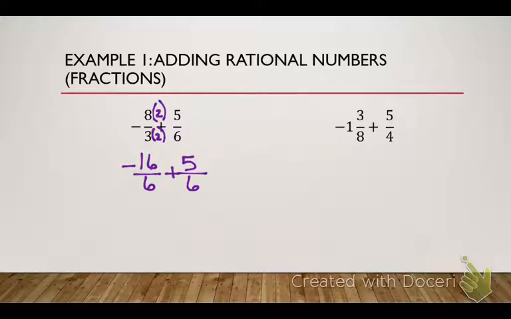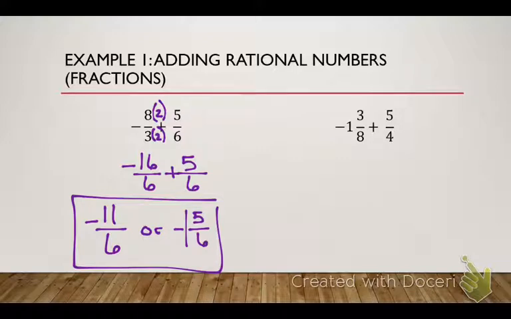Now, do I add or subtract the denominators? My rules for fractions, do I ever do anything with the denominators? No. Okay, so if it's negative, the numerator is negative. So what is, according to our rules, negative 16 plus 5? Negative 11 over 6, or negative 1 and 5/6. And I will accept either answer, improper or as a mixed number.